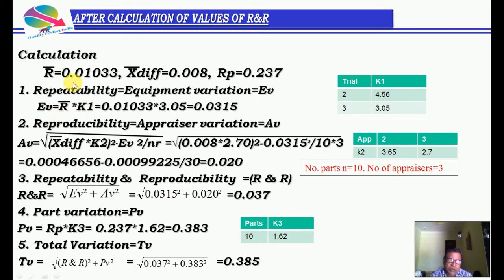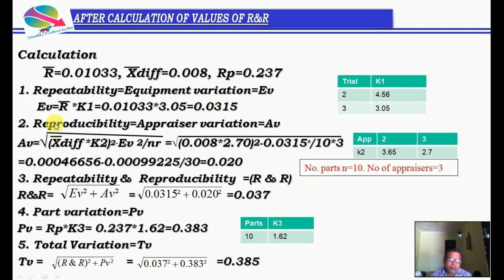EV formula is R bar into K1. R bar value you have taken from here, and K1 value, you see this data: if trial is 2 times, 4.56 will be taken, and if trial is 3, 3.05 we have to take. Here one part we have checked by one appraiser 3 times, so K1 value will be 3.05. So this value is put here, and you get EV, the equipment variation value, 0.0315.